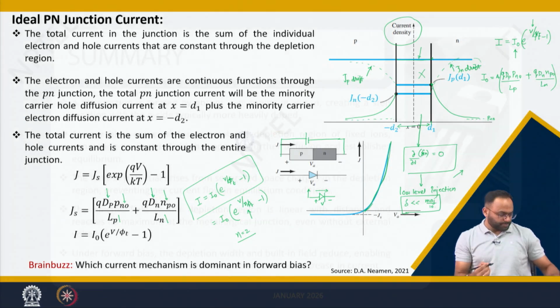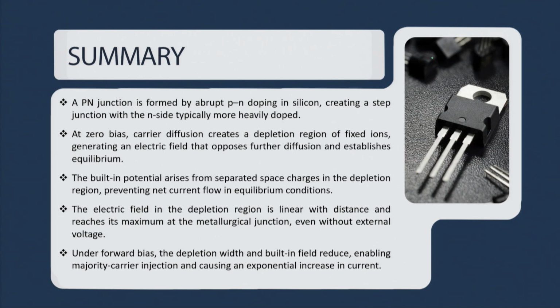So let me summarize this lecture. In this lecture we have seen the p-n junction, which is a fundamental semiconductor device. We found that when two different materials are joined together, a p-n junction forms. We analyzed the p-n junction in zero bias condition, and we also saw how the p-n junction behaves when a forward voltage is applied. The p side of the junction is connected to the positive terminal and the n side of the junction is connected to the negative terminal. So we'll stop here for today.